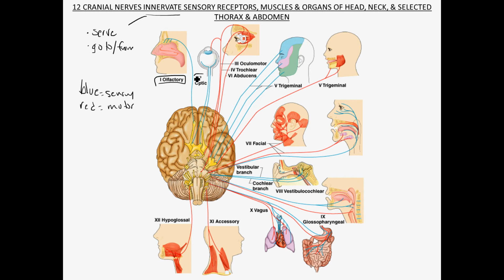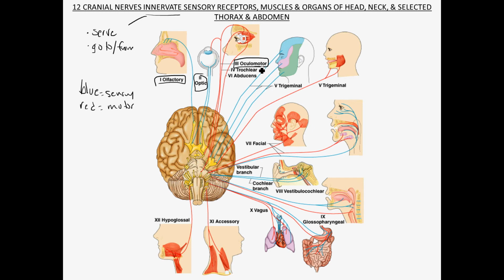Number 2 is the optic, and this is, again, sensory only. So the optic nerve, cranial nerve number 2, is bringing action potentials from the eye, receiving information from the eye. We want to contrast this optic one with oculomotor, which is number 3. So oculomotor describes exactly what's going on here. So motor, this is a motor-only nerve.